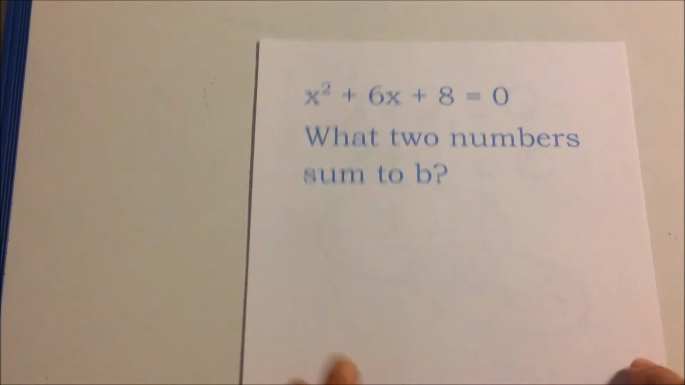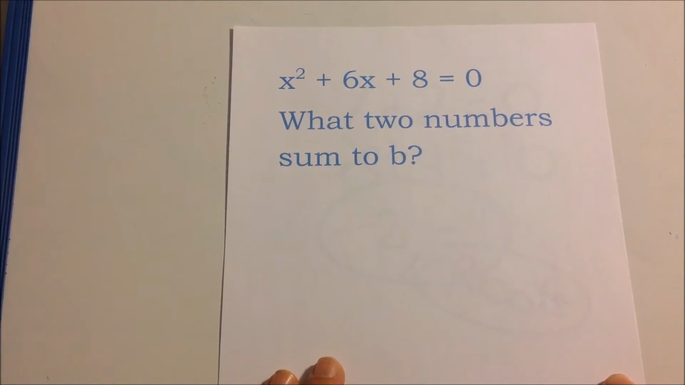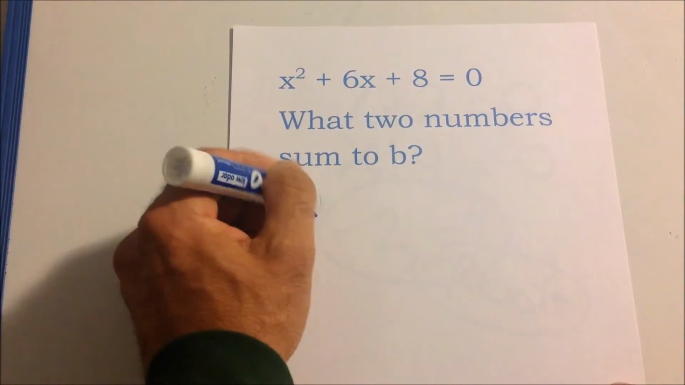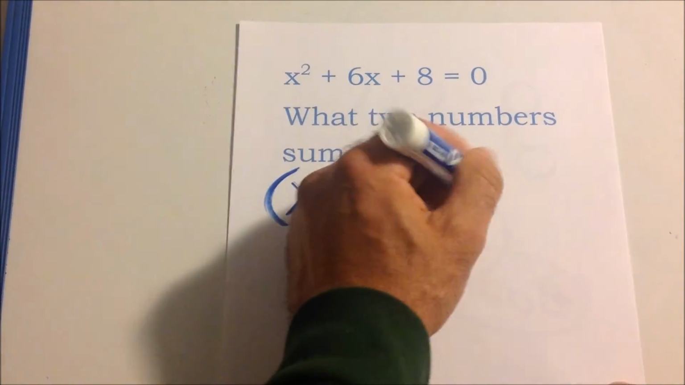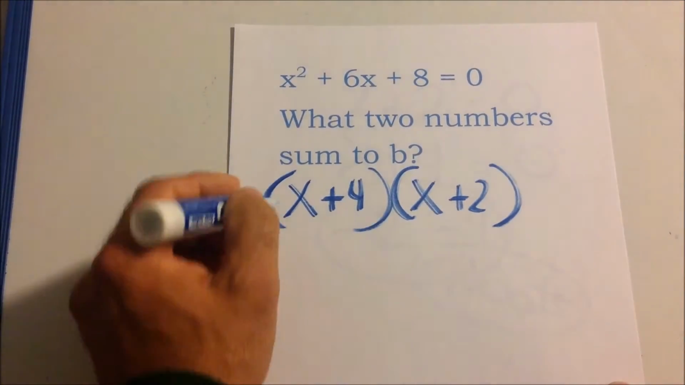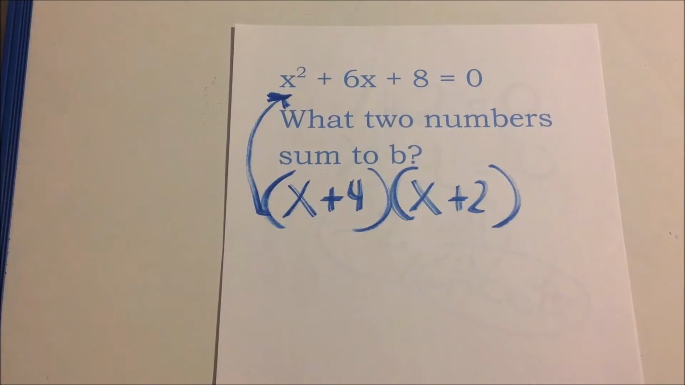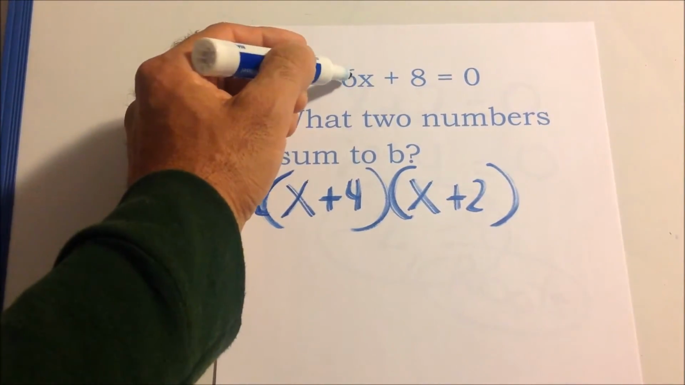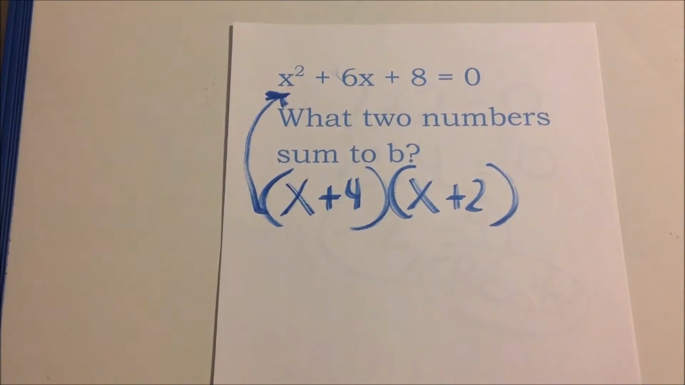Okay, so let's review here. What two numbers sum to B? We said it was 4 and 2. But those same two numbers have to give us a product of 8. So we had x plus 4, and we had x plus 2. And when we did FOIL, we got that equation. So again, remember the rule: what two numbers sum to the B number, and those same two numbers have to get the product of the C number. So keep that in mind.